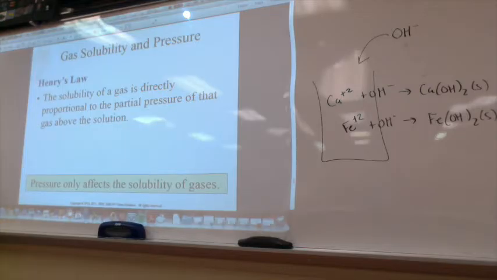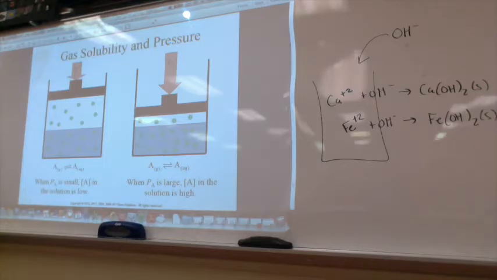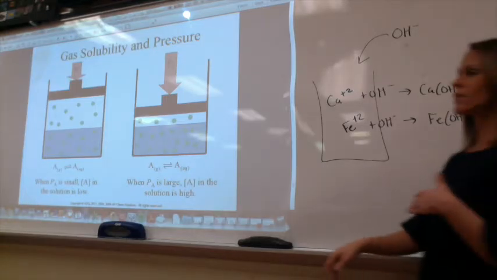Stop. Gas solubility is definitely dependent upon temperature, but it's also dependent upon pressure. So I can push gases into aqueous solutions by pressurizing the system, like soda is a pressurized system when they first dissolve the gas. And then we'll talk about another example of that. But the greater the pressure on the surface, the more gas dissolves into that aqueous solution.